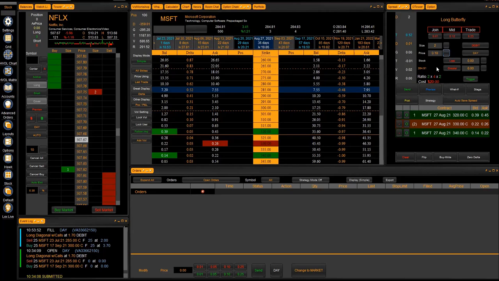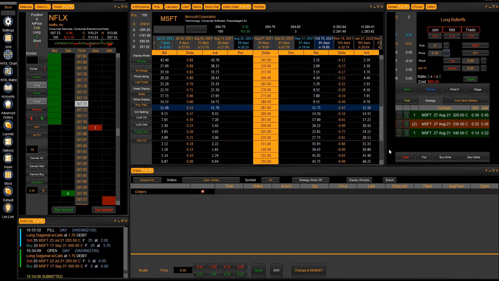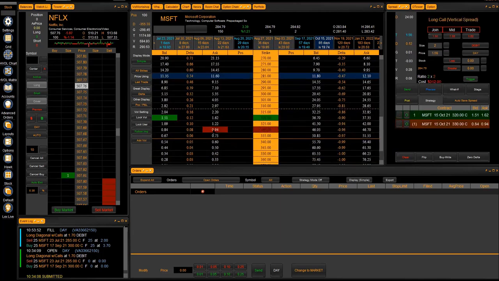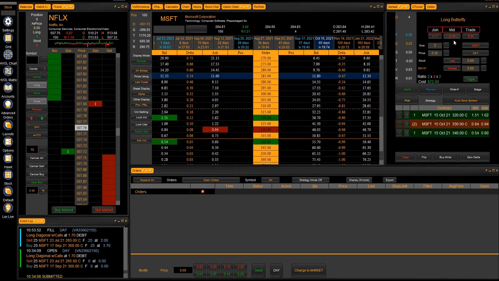Remember that October was about $1.50. Let's see what the same one is going to be in October. So the 320, 330, I think I did, and was it 340, something like that? See the difference? $1.50 versus 35 cents. Okay, so that's to Mark's point. If you have a price target, this is a great way to use a butterfly.